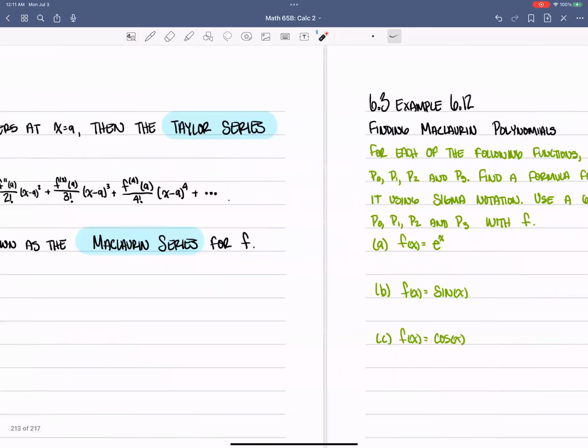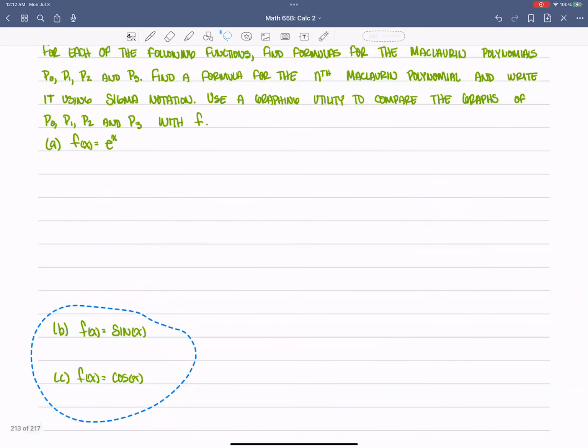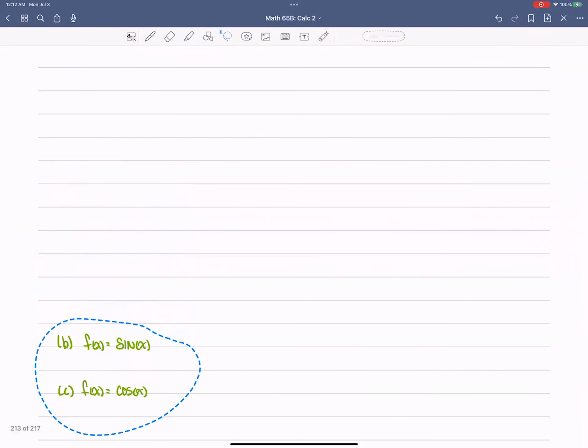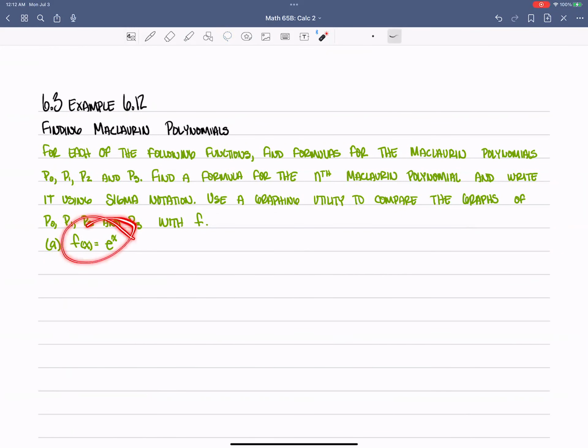All right, so let's get started with this first one. Let's make a little bit of room. All right, so for this first one, we're looking at the function f of x is equal to e to the x. So here we don't have to do any real math, just because f of x is e to the x. The derivative is also e to the x, so on and so forth. So all of the derivatives are e to the x, so it makes it a little bit easier to work with. So let's see.